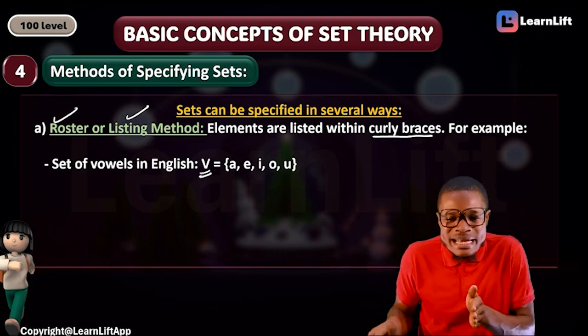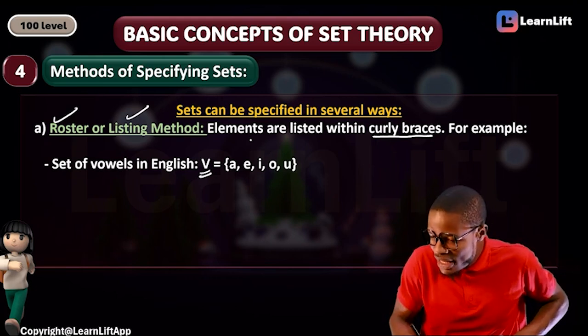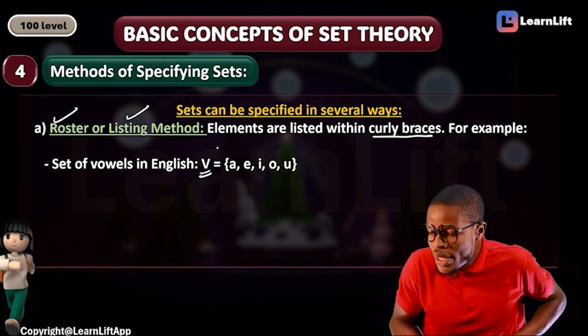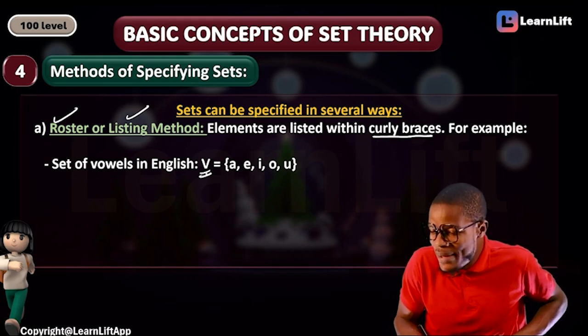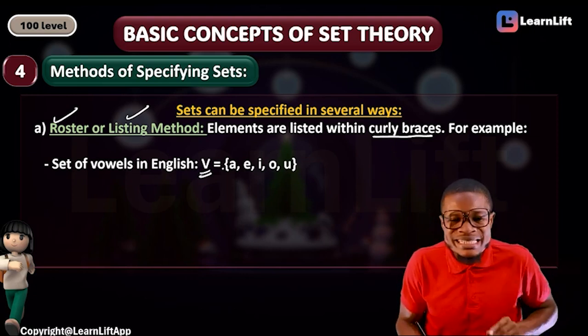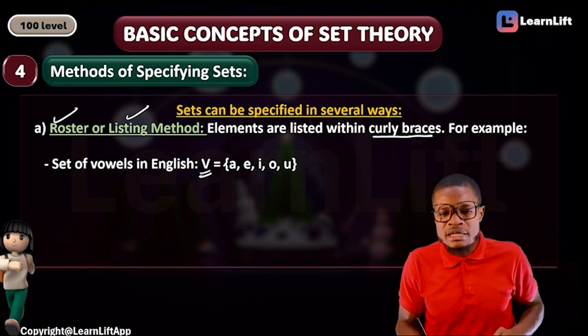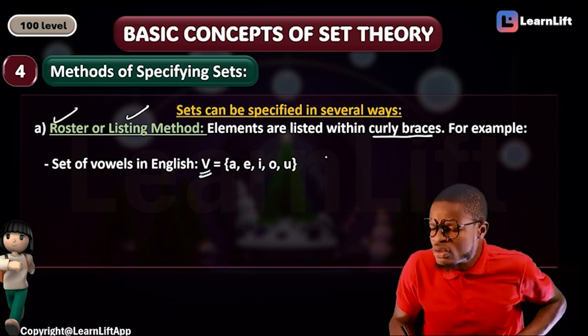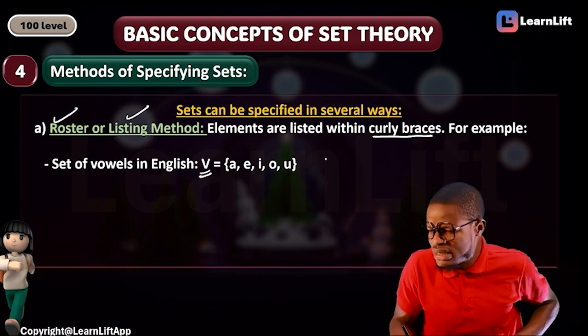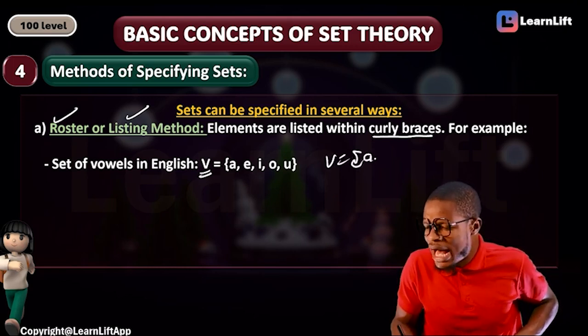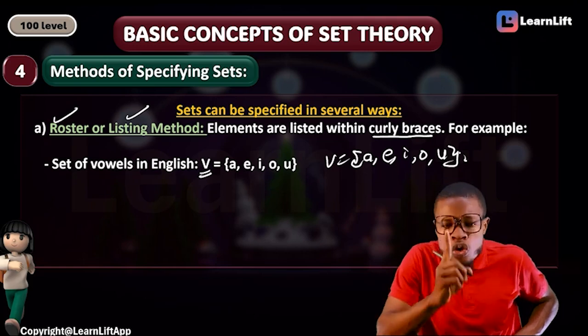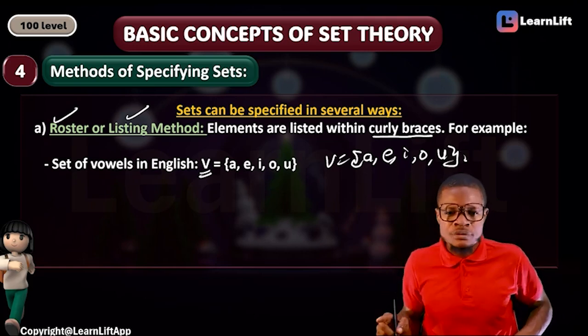Of course, where are they? These guys here, if I represent it this way, what do we call this particular method? This method of specifying sets is called roster or listing method. In other words, we have not done anything, we have only listed. Are you getting it down? You say V, there is what? Your A, E, I, O, U. That's your roster or listing method.